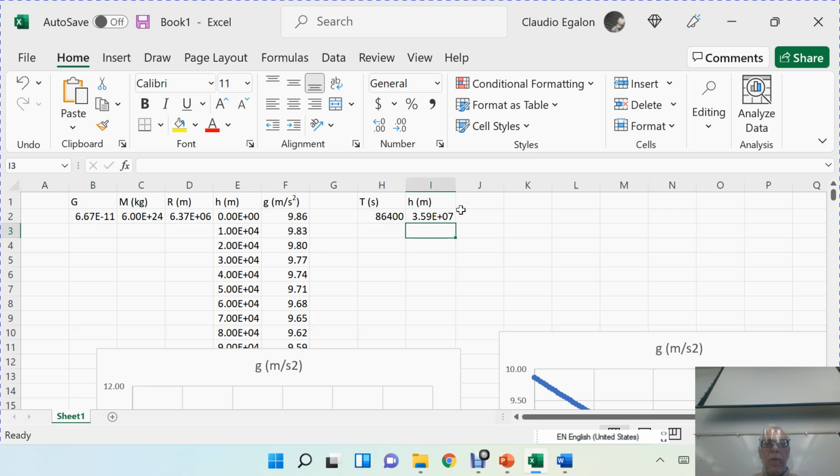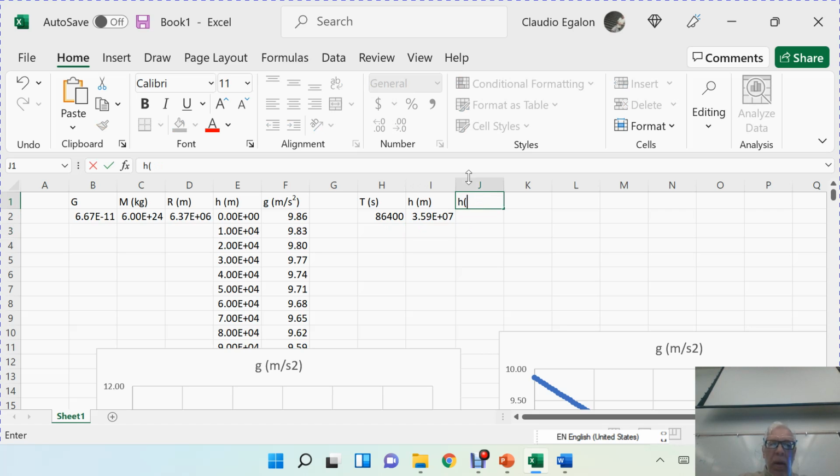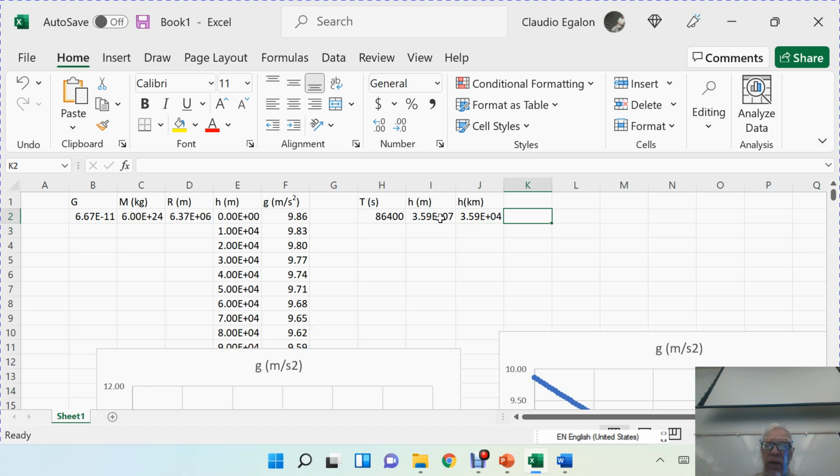Okay, so what you end up getting here, I'm gonna put that in kilometers. We get this big number in meters, right? Divide that by 1,000, and we get that in kilometers. It's 35,900 kilometers. 36,000 kilometers from the surface, not from the center of the Earth, right? From the center of the Earth, I'm gonna put R here in kilometers. From the center of the Earth is going to be this value here plus 6,000 whatever.